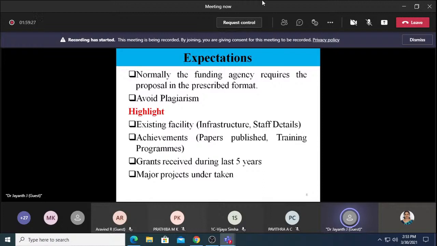What is the highlight of their funding requirement? This is the most important thing, where they decide whether to fund a faculty. First, existing facility, infrastructure and staff details. Second, achievements: what papers you have published on the title you have proposed, and training programs you have already attended which are relevant to the program. Third, grants received during the last 5 years. It can be your students' projects, or from a company, or from any small consultancies. Try to approach a policy sector and showcase that you have received grants. The last one is major projects which you have undertaken.